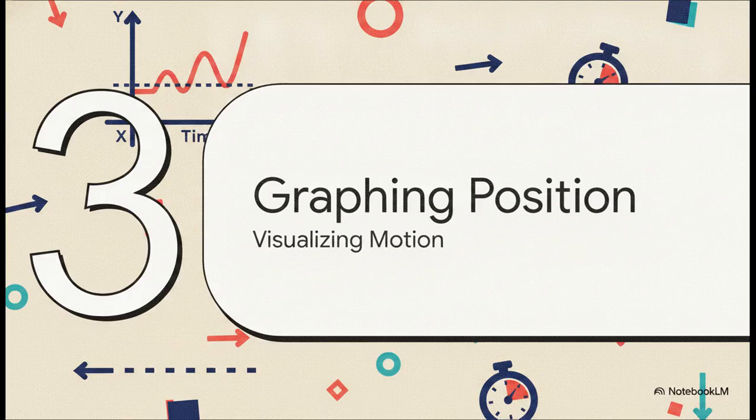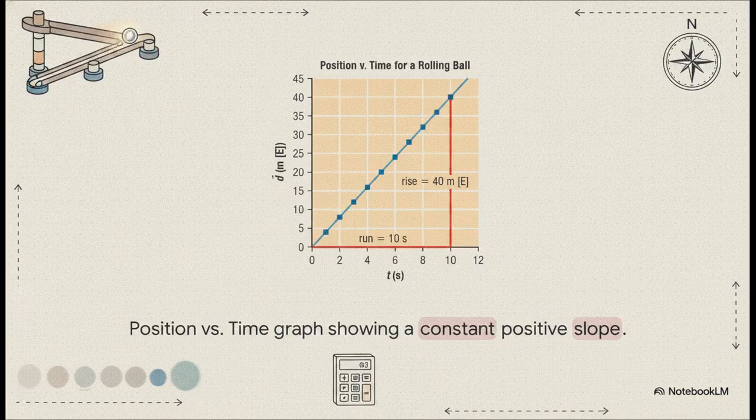All right, section 3, graphing position. Let's visualize this motion. Take a look at this. Notice how the perfectly straight line on this graph instantly tells us the rolling ball has a constant velocity. When professional analysts look at a position time graph, where position is on the y-axis and time is on the x-axis, they are really just looking at the slope. Using a simple rise over run, so a rise of 40 meters east over a run of 10 seconds, that gives us a constant velocity of 4 meters per second east.